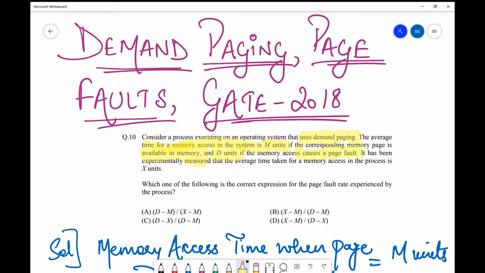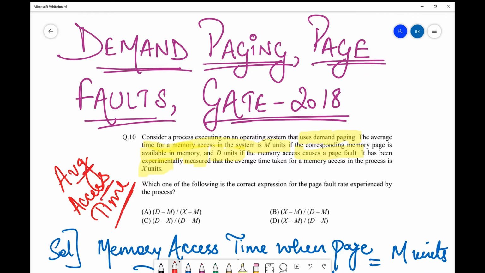It has been experimentally measured that the average time taken for a memory access in the process is X units. So the average time is also given. So clearly we just need to formulate the formula of average access time in these terms. Now the question says: which one of the following is the correct expression for the page fault rate experienced by the process? Page fault rate is not given, and that is what they are asking from us.